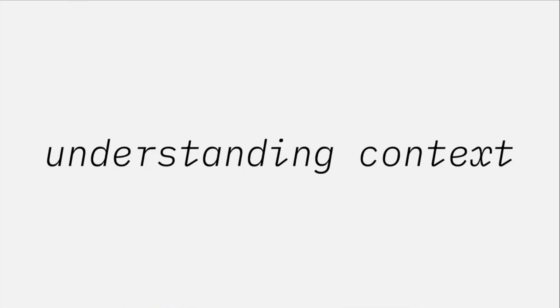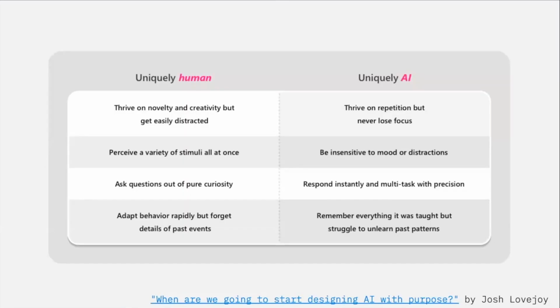So understanding context is something that humans are really good at, that nuance, but machines aren't. Josh Lovejoy is a senior AI researcher at Microsoft now, used to work at Google. He has a great article, When Are We Going to Start Designing AI with Purpose? And one of the things he does is break down the things that are uniquely human and uniquely AI.